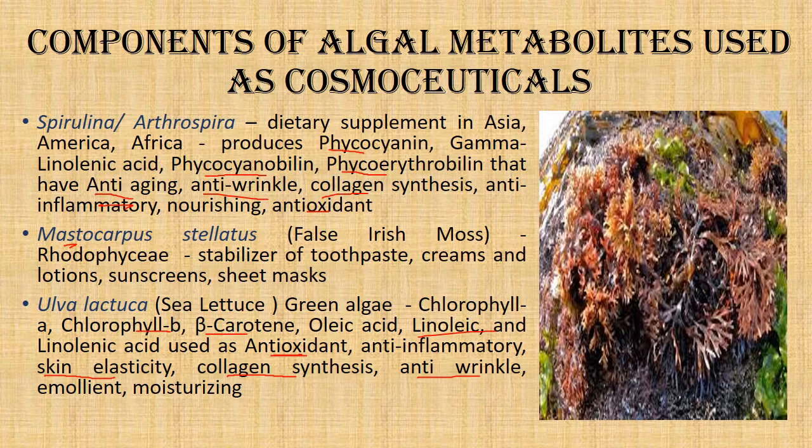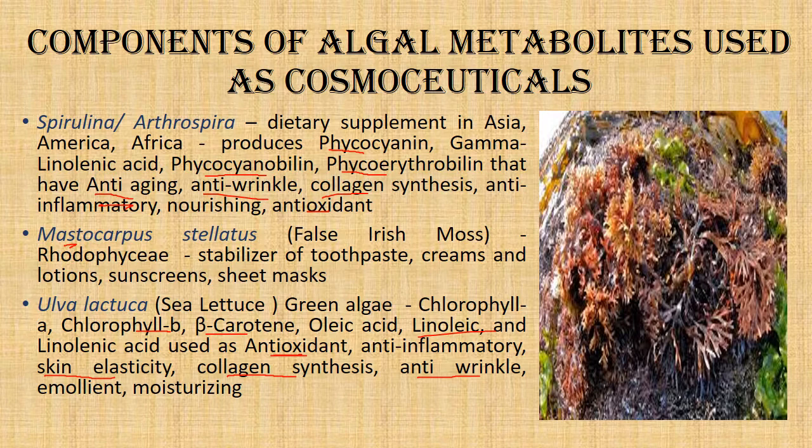And the next algae is Mastocarpus stellatus, also called false Irish moss. This rhodophyceae, red algae, is also known by a common name, carrageenan moss. It grows naturally in the intertidal zone of rocky coasts in the marine environment, and it has been traditionally used. It is dried and used in various cooking dishes. Also, it has some therapeutic use.